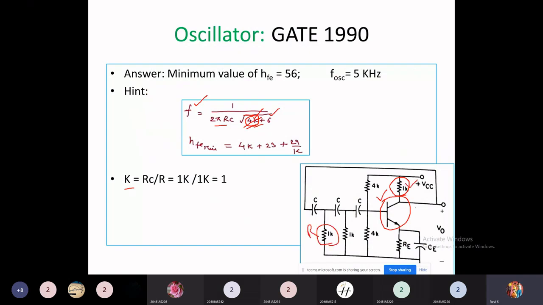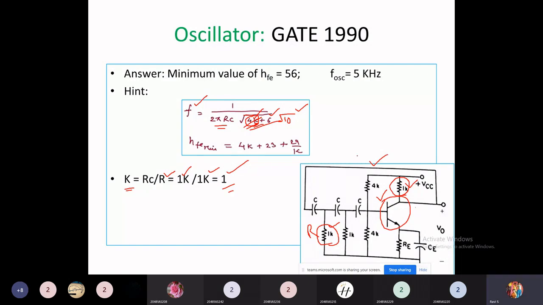What is the value of the collector resistance RC here? Its value is 1 kilo ohm. The resistance used in the feedback network, R, is also 1 kilo ohm. So according to this condition, the value of K is 1. If I substitute in this, it becomes 4 times 1, 4, plus 6, so here it becomes root of 10. So 1 by 2 pi RC times root of 10. This general formula is for an RC phase shift oscillator when it is constructed with the help of a BJT based amplifier.